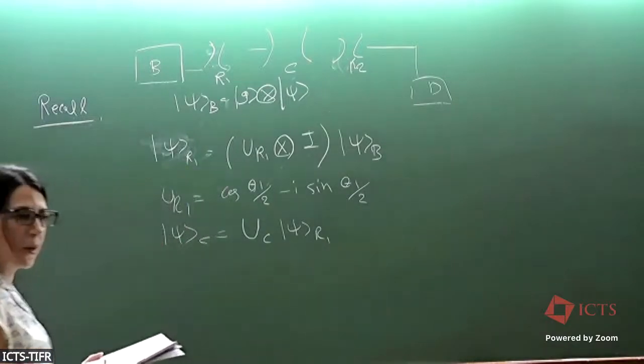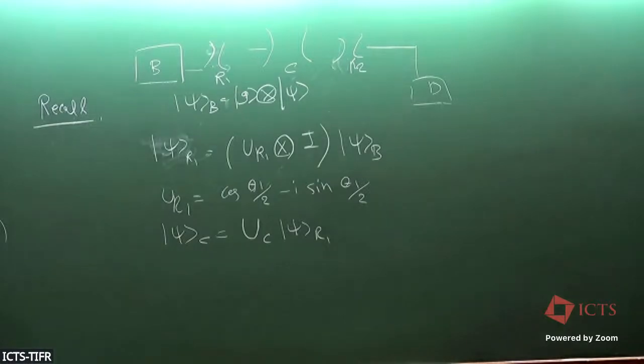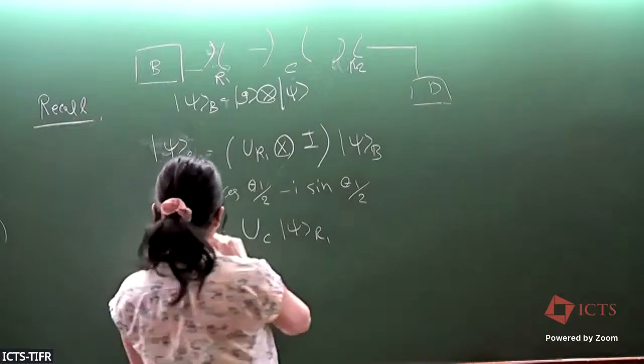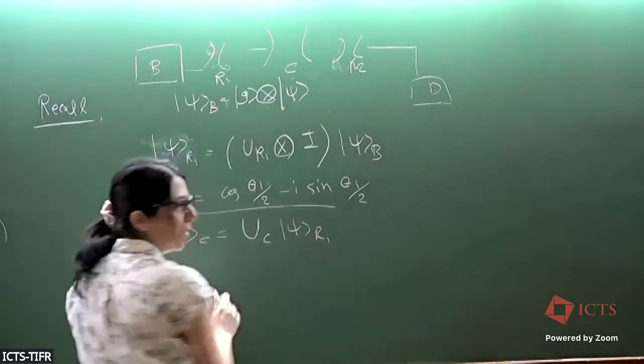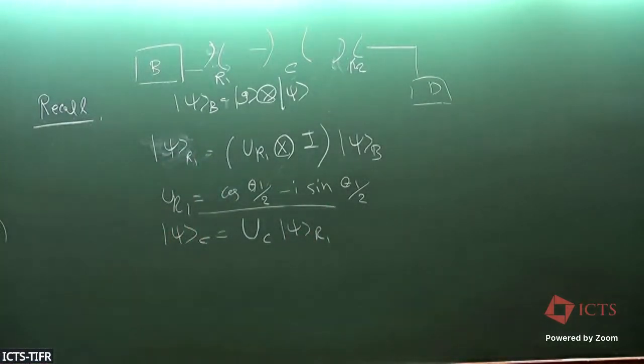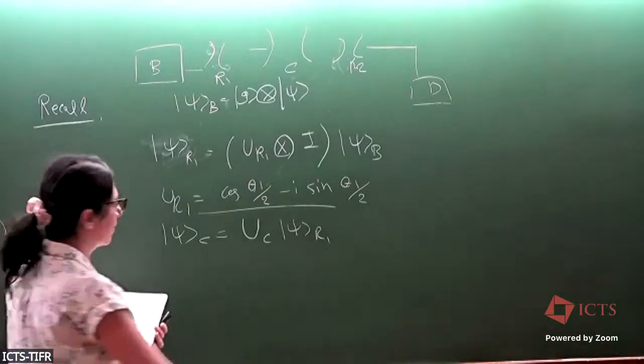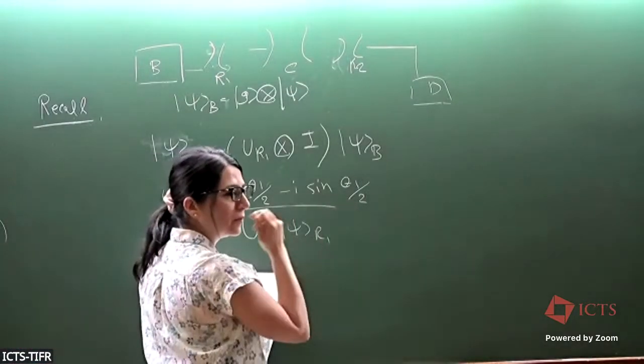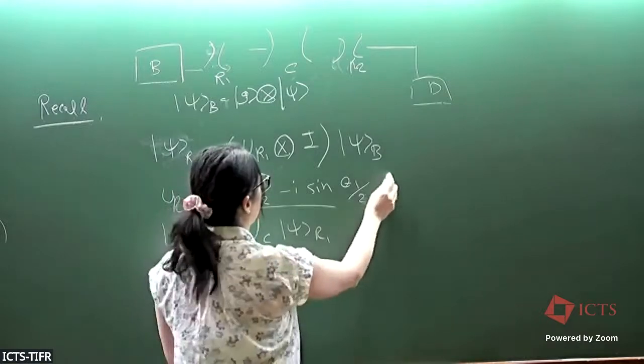Sorry, we check again. Sorry, I don't know. I didn't notice, but you have some unitary like this, so okay. Here, is it better? Okay.